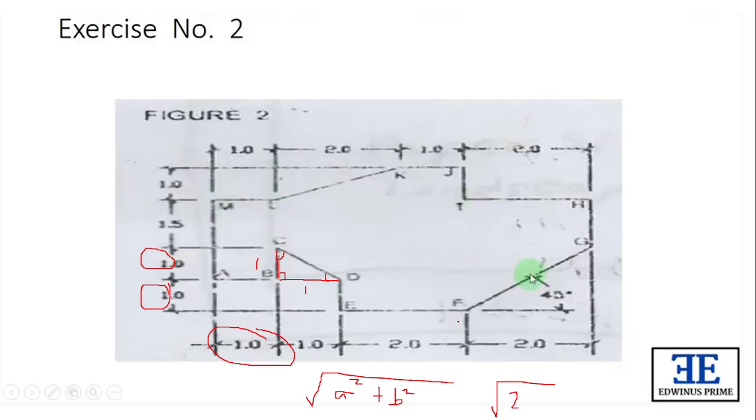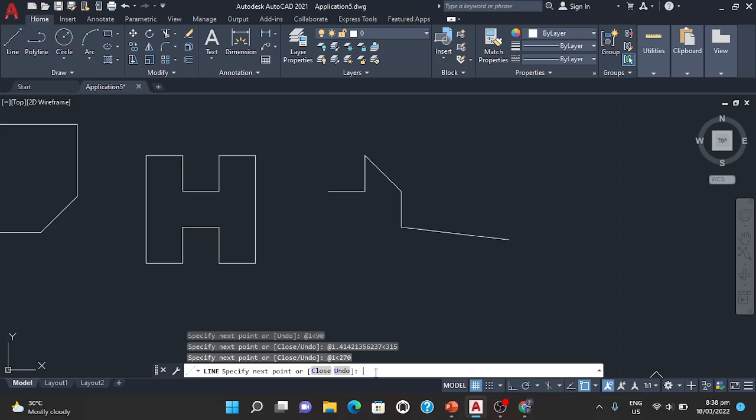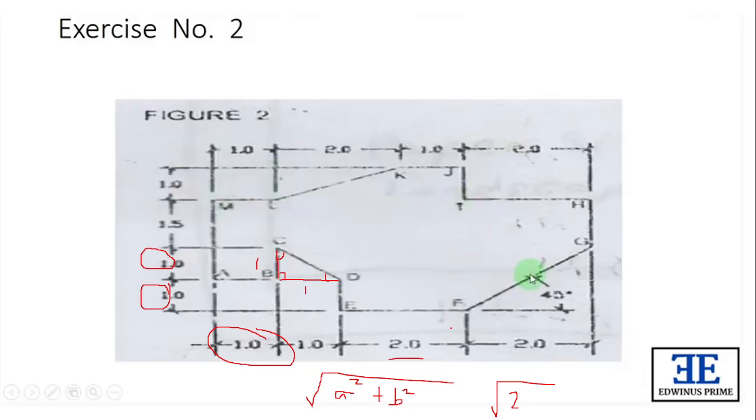Okay. So next, we have point E to point F. We have here a distance of 2. Then the angle would be 0 because it is going to the right. So we have here at 2 angle 0. Okay. So the same, we have point F to point G. Point F to point G has a certain angle which is 45 degrees. But the length of the line F and G is unknown.